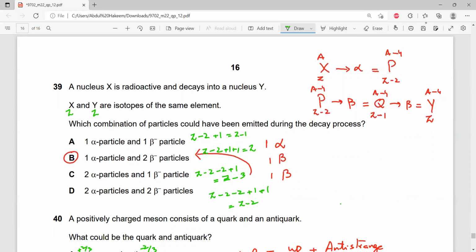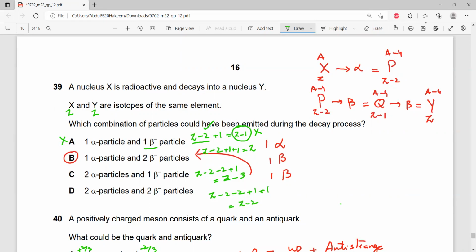Option A, 1 alpha and 1 beta. Suppose X emits 1 alpha. So with 1 alpha emitted, the proton number decreases by 2, then 1 beta, the proton number increases by 1. So Z minus 2 plus 1 is Z minus 1. It's not Z. So A is the wrong option, because the proton number for Y must be the same as that in X. The answer must be Z after emission of alpha and beta.